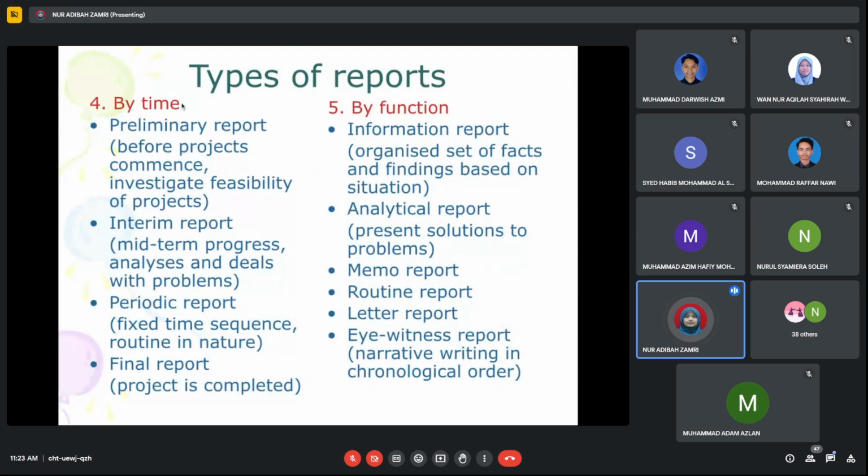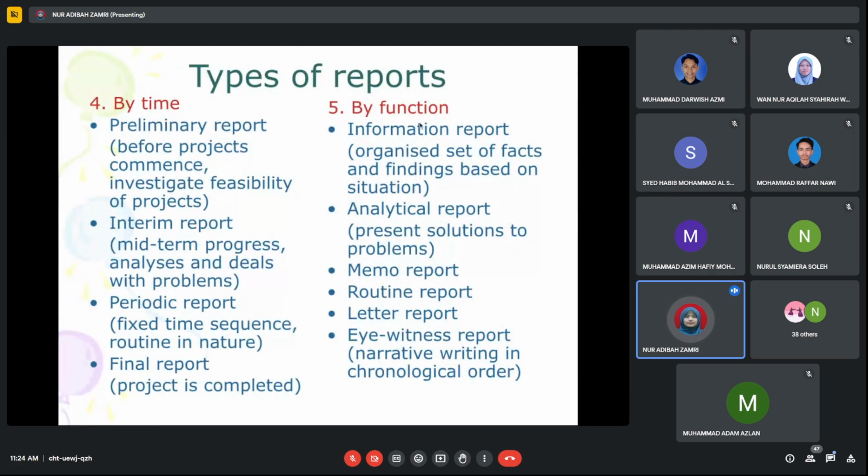And then types of report by time. It can be preliminary, basically before the project commences, to investigate the feasibility of the project. It means that before you start any project, you do the survey first, and after you have done the survey, you write the report. This one we call a preliminary report. An interim report is midterm progress, analysis and dealing with problems. Then the periodic report has a fixed time sequence, routine in nature. And the last one is the final report, basically when the project is completed. Yours is you are going to write a final report.